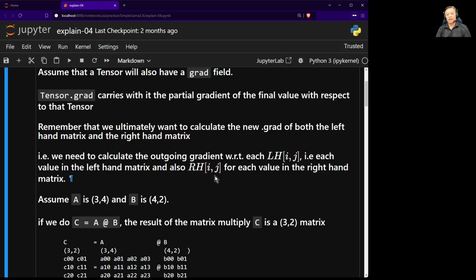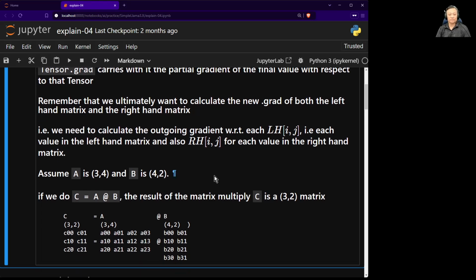Let me say it in a different way. Think of a matrix multiply as being similar to a regular multiply. It isn't, but just assume that it is the case. And the reason why that intuition will hold is because the matrix multiply is simply a collection of multiply and add operations.